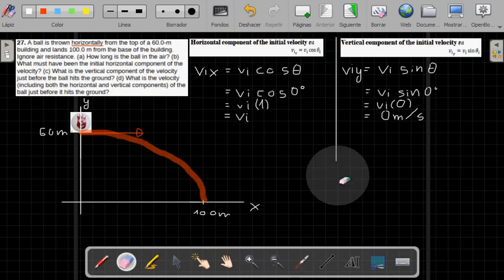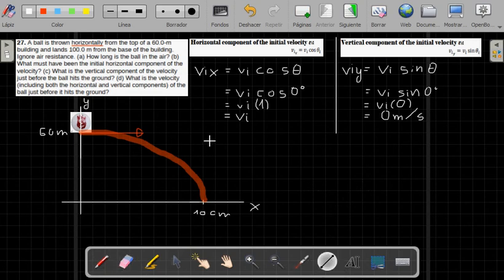We don't have too much data here, and so, well, we calculated the first two things that we have to do. In fact, we calculated the horizontal component, we calculated the vertical component, and we set a graph.